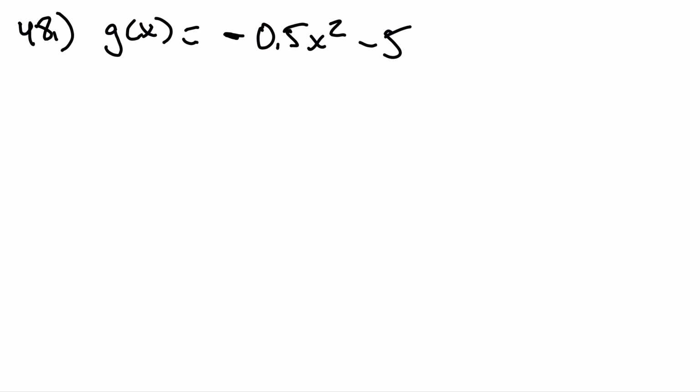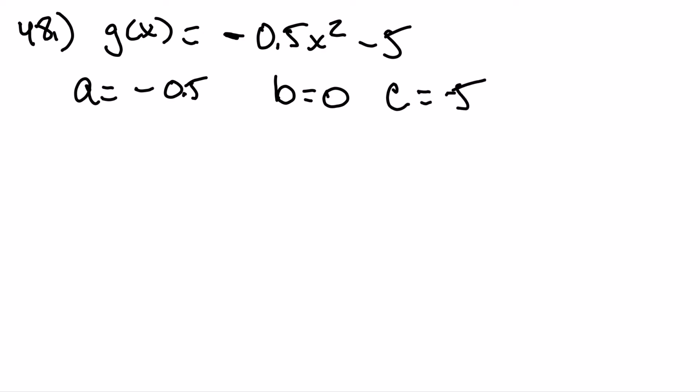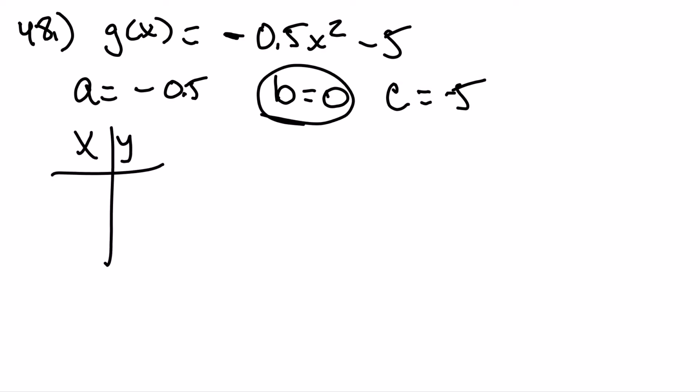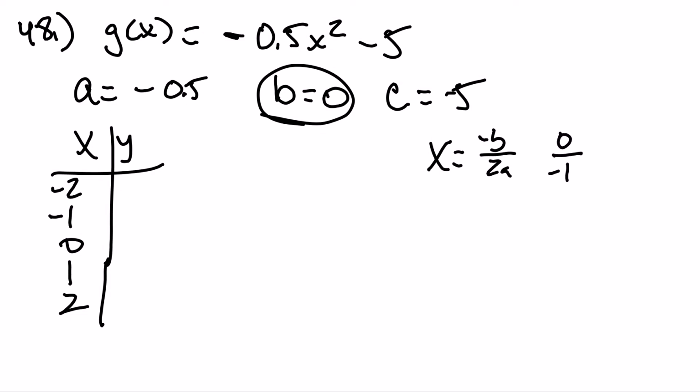Alright, 48 is pretty easy. A is negative 0.5. B is 0 because I always look for X to find B. A lot of people are going to tell me that B is negative 5 and it's not. C is negative 5. That's one of the main reasons I have you find all three. Like my XY chart. Because B is 0, I already know I could just use negative 2, negative 1, 0, 1, and 2. Because if I plugged in X equals the opposite of B over 2A, I'd get 0 over negative 1, which is just 0. That's why 0 is my vertex.